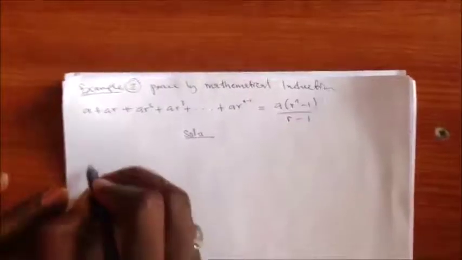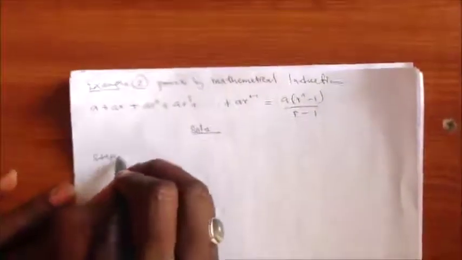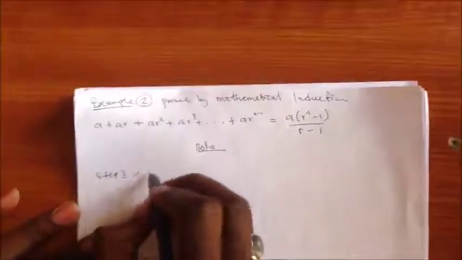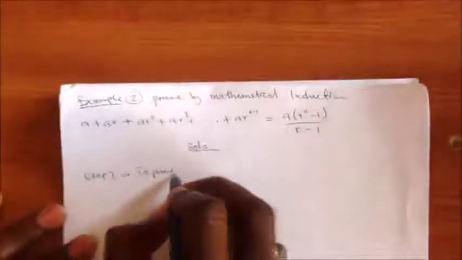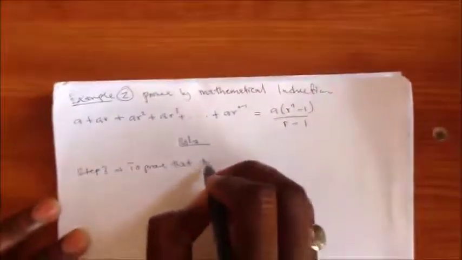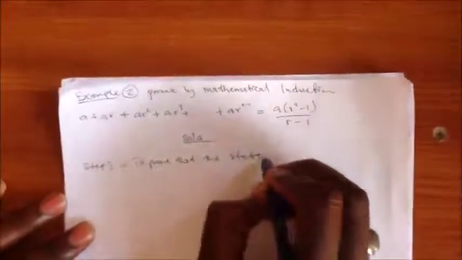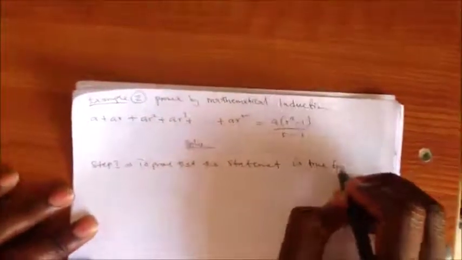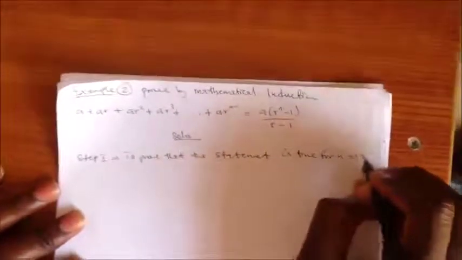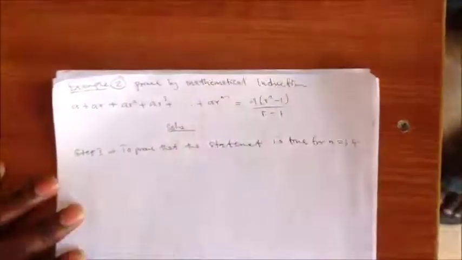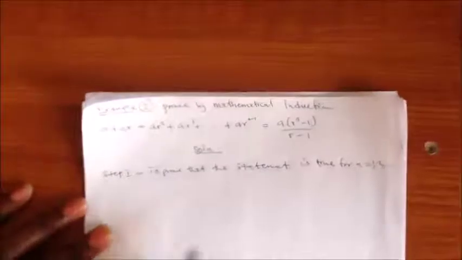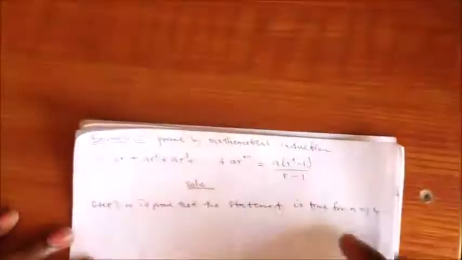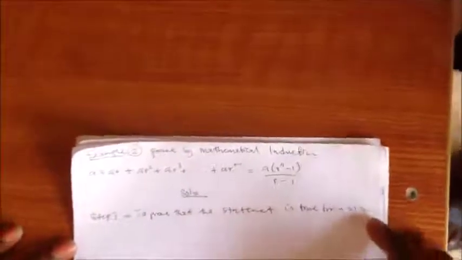In mathematical induction, we have 3 steps. Let's start with step 1. Step 1 says to prove that the statement is true for n equals 1 and 2. What we are saying is that this statement is true, meaning this is equal to this, for n equals 1 and for n equals 2.